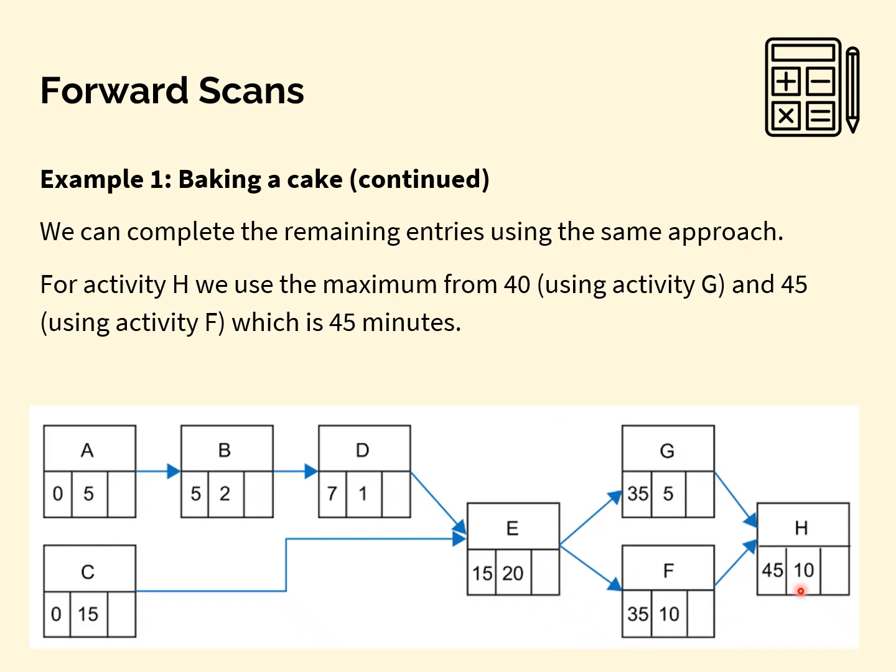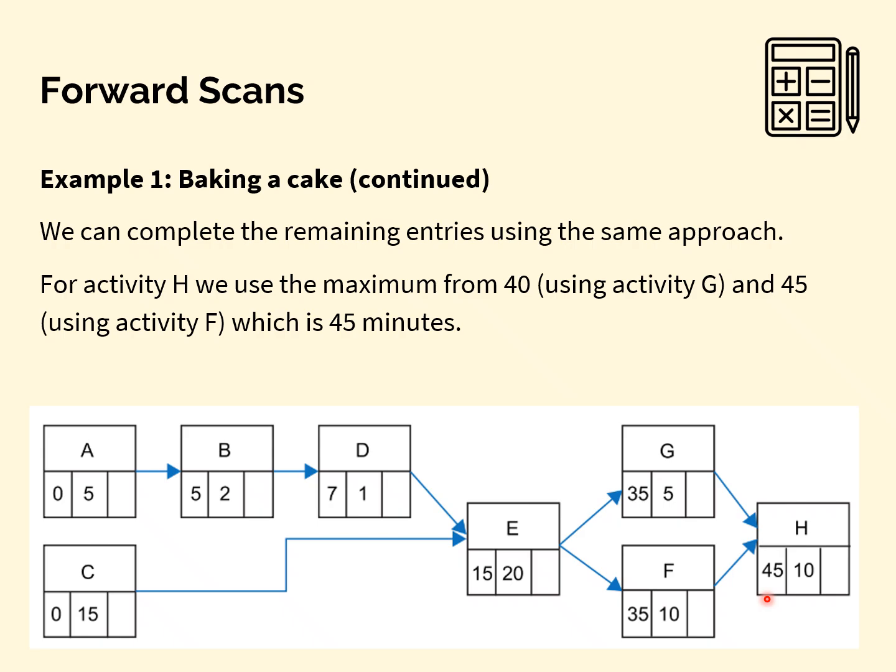And then H has 2 preceding activities. So we need to take the maximum of the sum for G and F. So 35 and 5 makes 40. 35 and 10 makes 45. So the maximum is 45, and that finishes the forward scan. We take activity H and put 45 for its early start time.